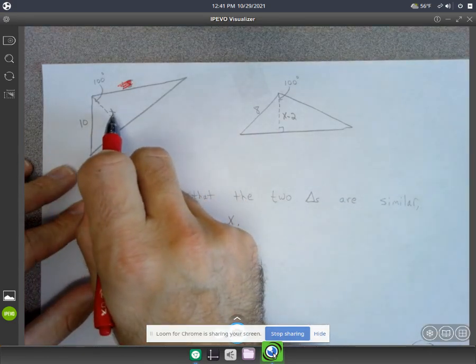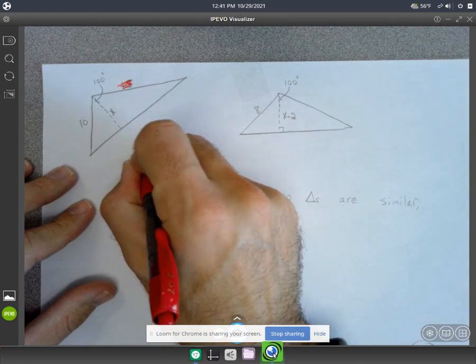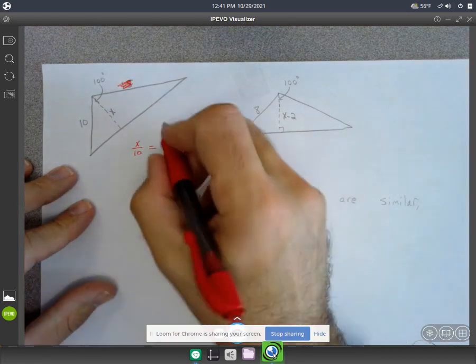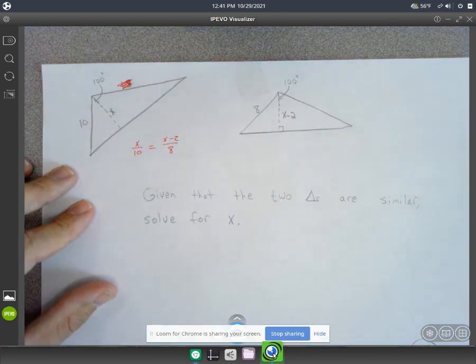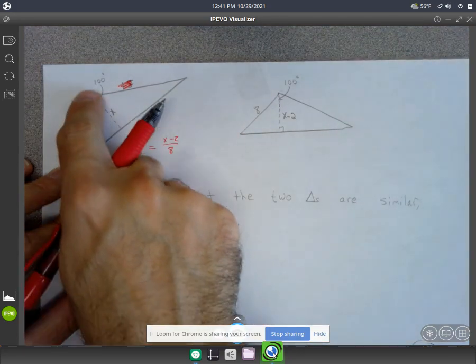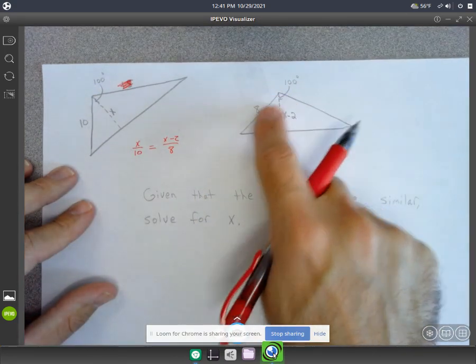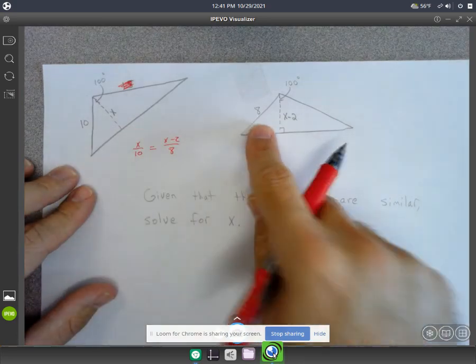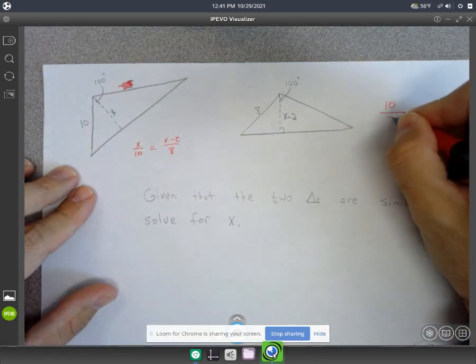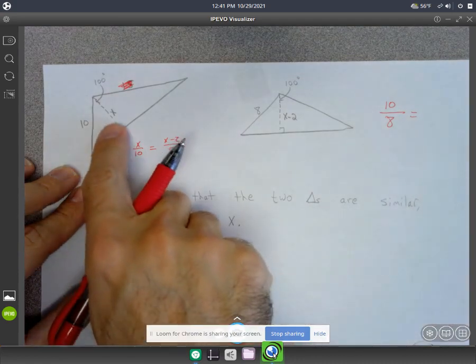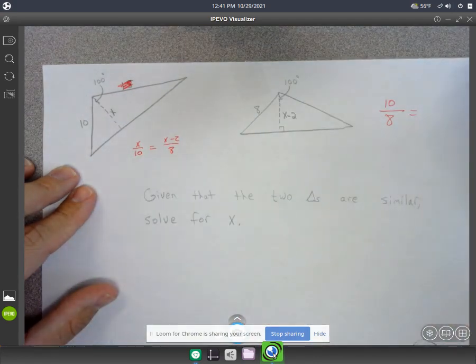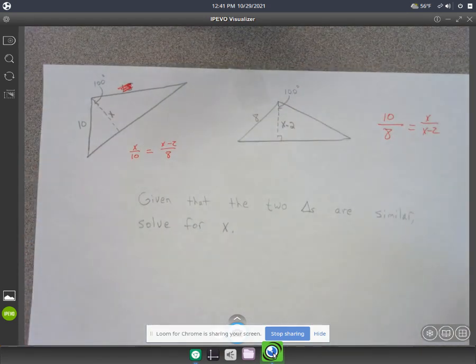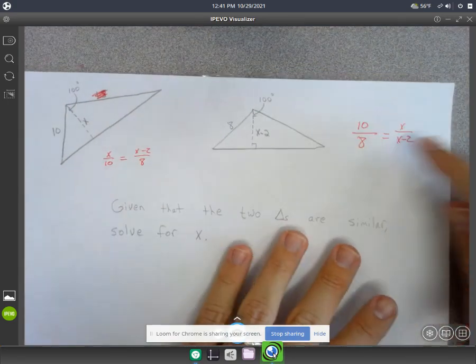All right, what I need to do is write a proportion to equate these two. I could say x over 10 is equal to x minus 2 over 8. All right, just doing like the height and whatever that side is, and the height to whatever that side is. I could relate it like that, or I could say 10 is to 8 as x is to x minus 2. Either one of those proportions would solve this thing and be okay. I'll go ahead and use this one.